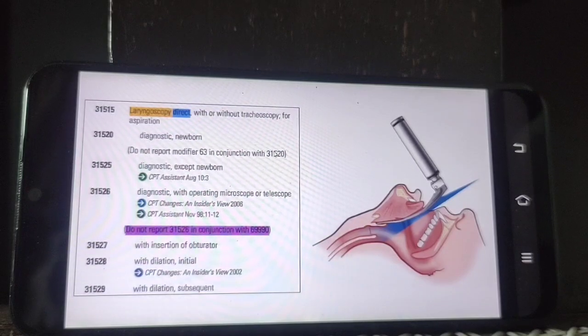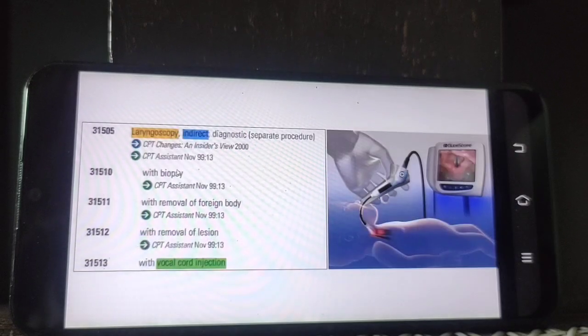The direct means without a monitoring system. Without a monitoring system, doctors view the larynx through their own eyes. That is direct. In that, first you have to check the type of scopy. So the scopy is laryngoscopy. In that laryngoscopy, we have two classifications: indirect and direct.